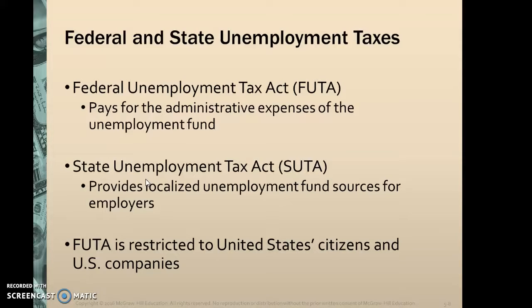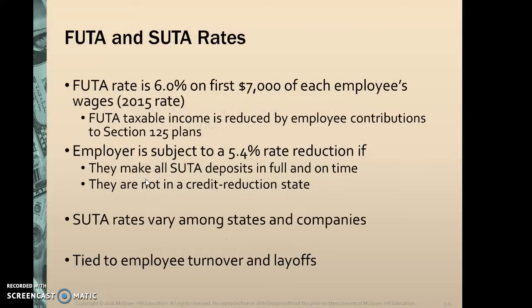FUTA is restricted to United States citizens and U.S. companies. Now, the FUTA rate is 6% on the first $7,000 of each employee's wage. That's the 2015 rate. FUTA taxable income is reduced by the employee's contributions to a Section 125 plan, which was covered in Chapter 4. The employer is subject to a 5.4% rate reduction if they make all the SUTA deposits in full and on time, so there's a little bit of an incentive there, and they are not in a credit reduction state. The SUTA rate, which is the state unemployment tax, does vary from state to state along with the companies that reside in it. For the problems for this chapter, they will give you the SUTA rate, so that does not have to be calculated.